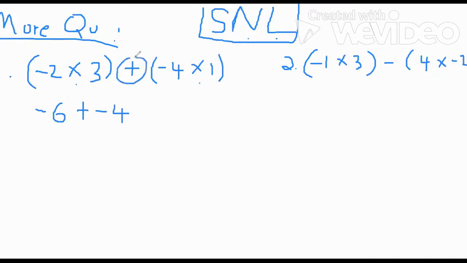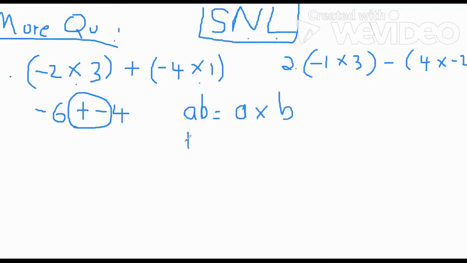Notice, I always write back this. What do you know about right here? What's happening right here? You have 2 signs. If I have AB, it actually means A times B. If I have plus, minus, it's really positive multiplied by a negative. What's a positive multiplied by a negative? A negative. All right. Negative 2.